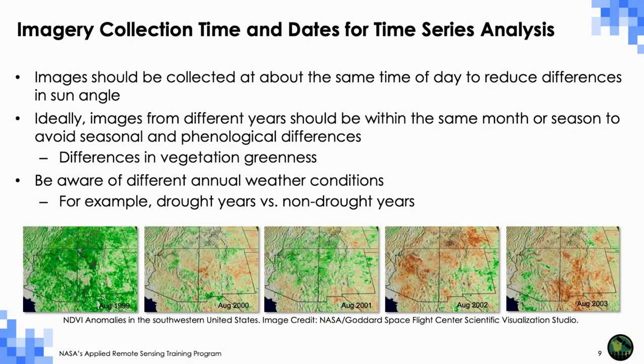We also have an example here of NDVI anomalies in the southwestern US. These anomalies compare yearly NDVI to a long-term average across years to detect variations in the time series, noting that certain years have particularly low or unhealthy vegetation. We'll talk more about this type of analysis a little bit later on.